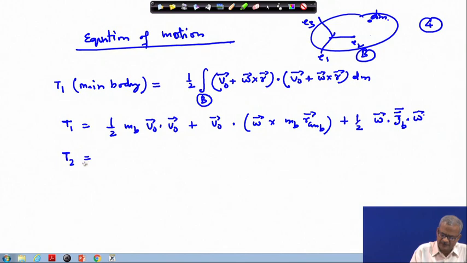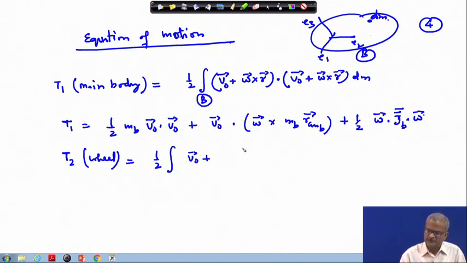Similarly, T 2, this is for the wheel. That will be V 0 plus the location of the wheel is here. From this point to this point, this vector is B, which indicates the location of the center of mass of the wheel.